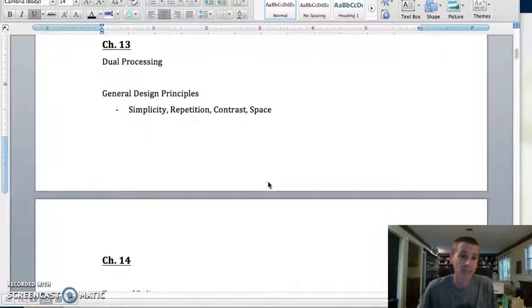Chapter 13 was about design. There's just a few things I want you to know from this chapter for the final. First off, what is dual processing? And then the 4 general design principles.